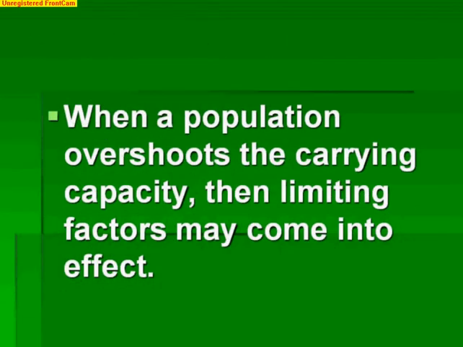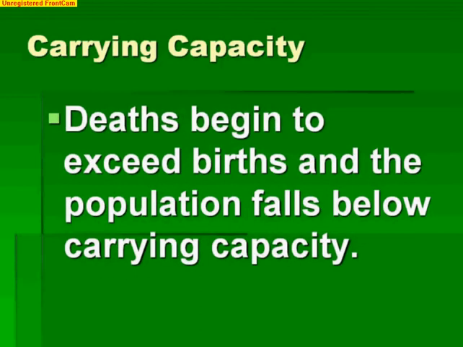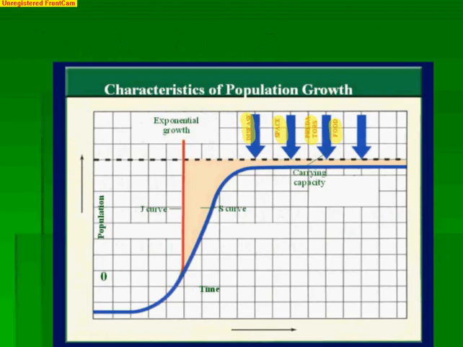When a population overshoots the carrying capacity, that's when we see the limiting factors coming into effect. Deaths begin to exceed births, and the population falls below carrying capacity. So back to our graph. Limiting factors come into play. Our carrying capacity is the dashed line. Our population is falling right below that because the limiting factors are coming into play.